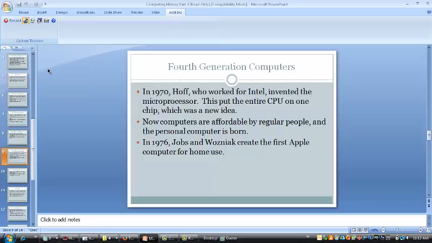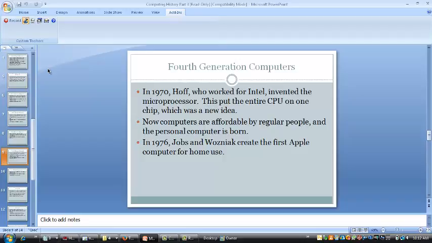So in 1970, Hoff, who was an engineer for Intel, invented the microprocessor, and now you can put an entire CPU on one chip, which had not been able to be done before. So now you really have a desktop box that an individual can buy. It's more affordable, and we've got the birth of the personal computer.